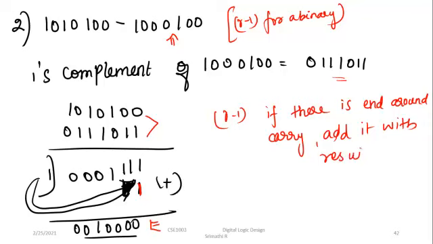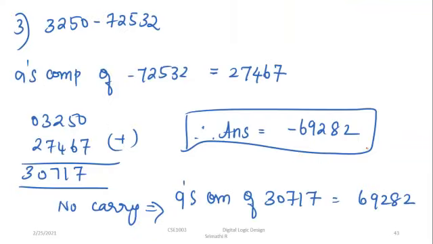Okay, add it with the result. Okay, if there is no carry, what I have to do is, for this example, 3250 minus 72532, this is again r minus 1's complement, for the decimal number.